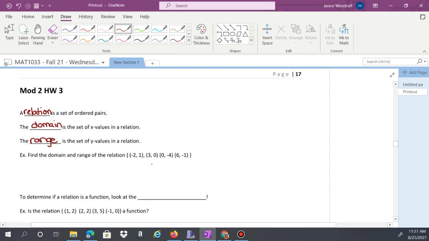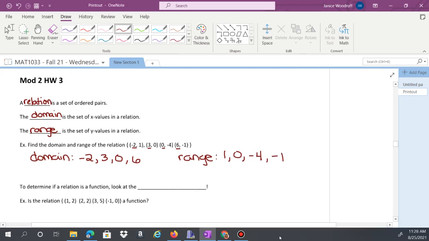So we have this relation below. We want to find the domain and the range. For the domain, we're just going to list out our x values separated by a comma. So we have x values of -2, 3, 0, and 6. And then our range, we'll just list out our y values. So we have 1, 0, -4, and -1. So basically, if we know how the ordered pair is written, x, y, we should be able to find the domain and the range.